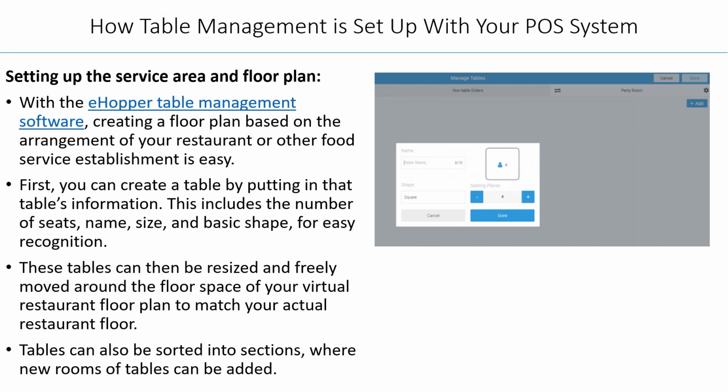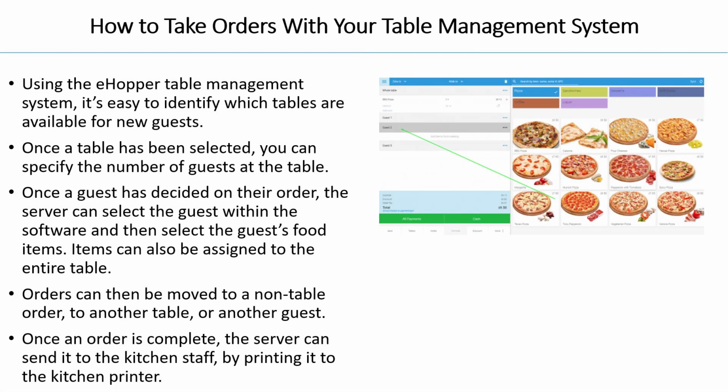These tables can then be resized and freely moved around the floor space of your virtual restaurant floor plan to match your actual restaurant floor. Tables can also be sorted into sections, where new rooms of tables can be added. How to take orders with your table management system. Using the eHopper table management system, it's easy to identify which tables are available for new guests.